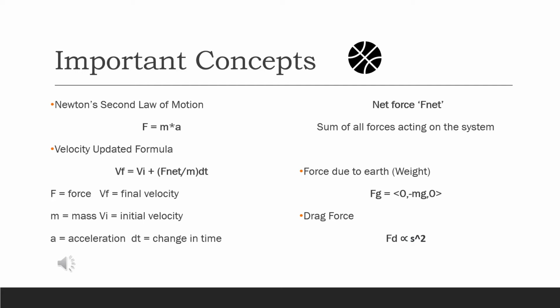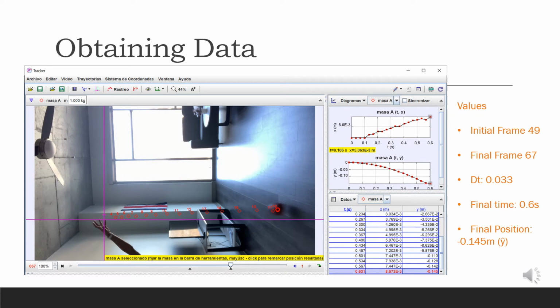And the drag force is proportional to the speed squared. Now, the drag force, on the other side, goes in the opposite direction of my weight, which means it will have a positive value. Now that you know the main important concepts, we can get through the data.